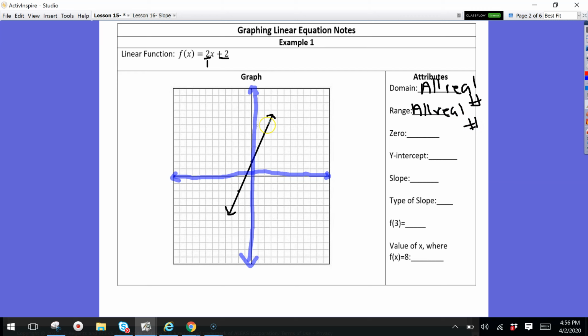Now my 0, remember that a 0 is just the x-intercept. It's this point right here. So it is the point (1, 0). My y-intercept is where the line hits the y-axis. So it's this point right here, which we knew from the beginning. It was (0, 2). We knew that from the equation.